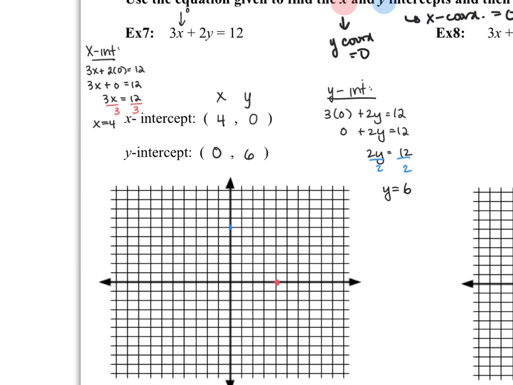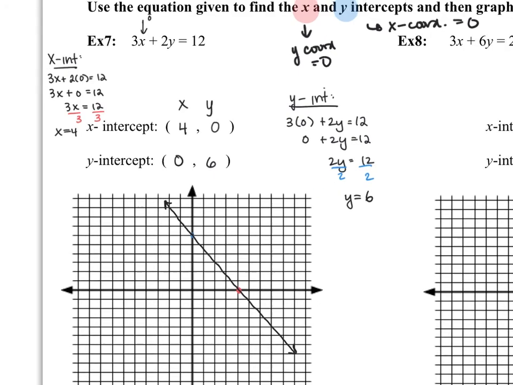Again, I'm going to connect with a nice full line. Hopefully I've got a ruler. This line is going to go all the way through. I'm not going to stop at those points. I'm going to put arrows on both ends to show that this line can go on forever in both directions.